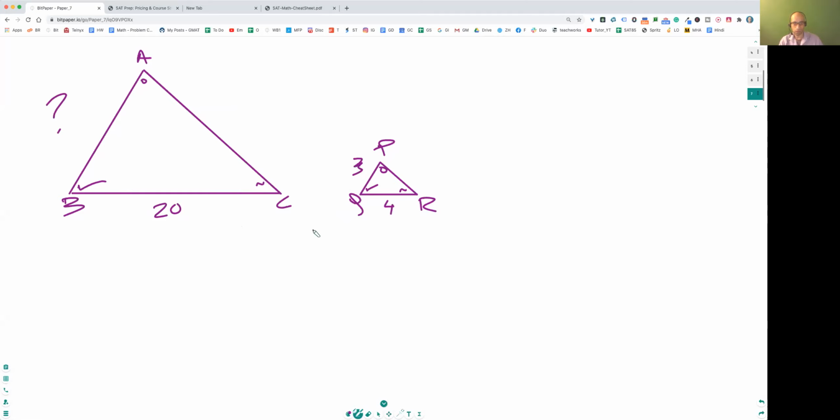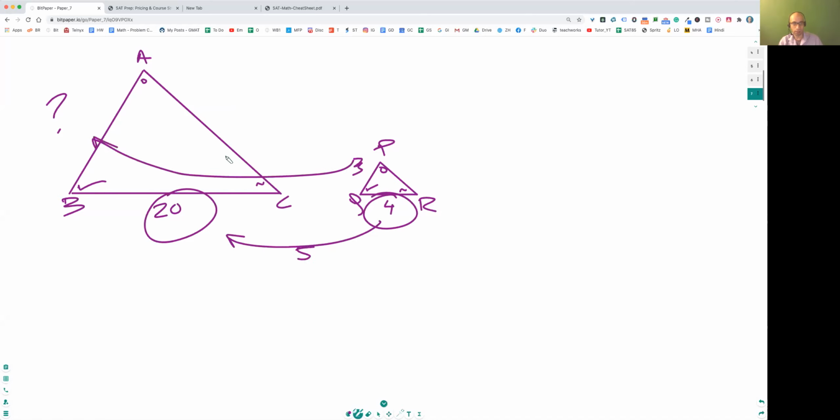Okay. Excellent. People are getting this idea very well. Remember, the ratio of this to this is called the scale factor. Find out that that's 5, and you apply the same factor over here. So multiply by 5. So 3 times 5 is 15, okay?